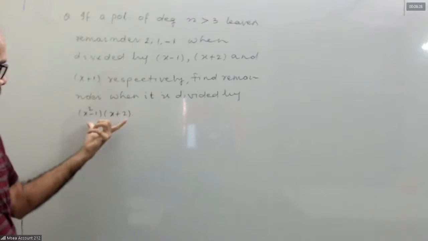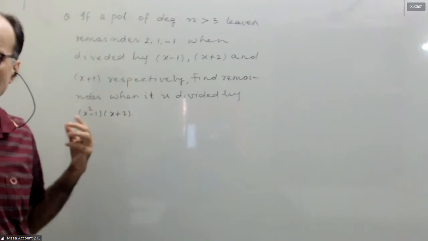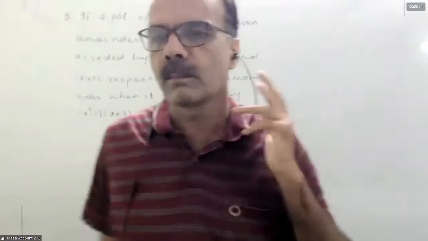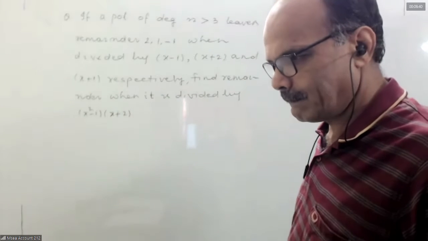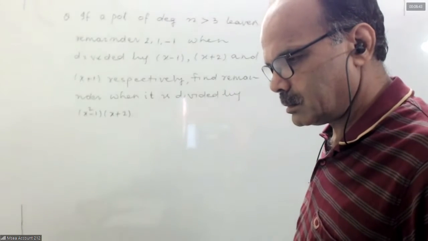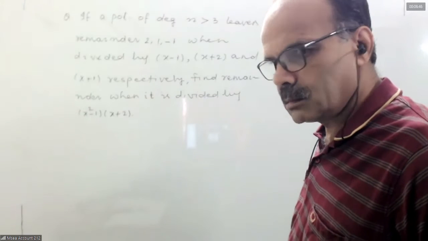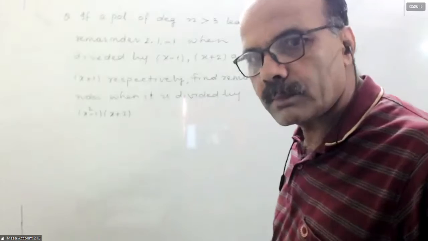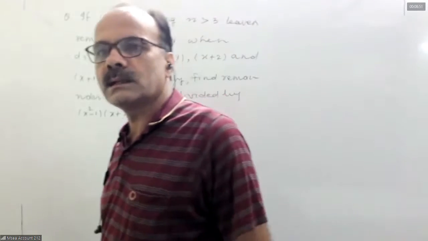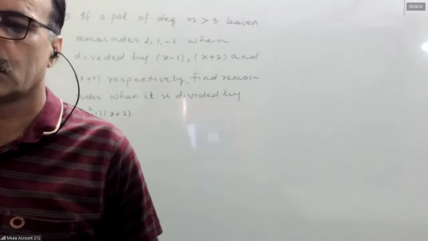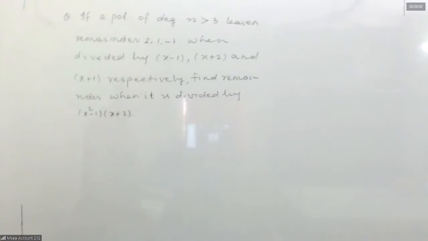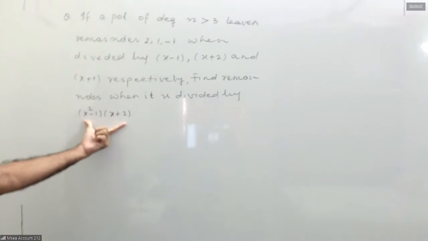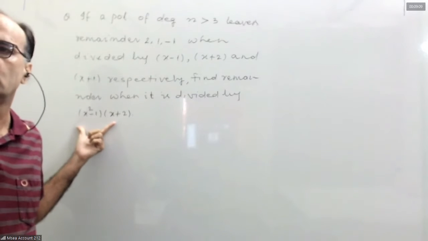So number one thing, the divisor is a cubic polynomial. So what will be the degree of the remainder in general? Degree 2, less than the degree of the divisor, which is 3, that is 2. Yes, less than the degree of the divisor.